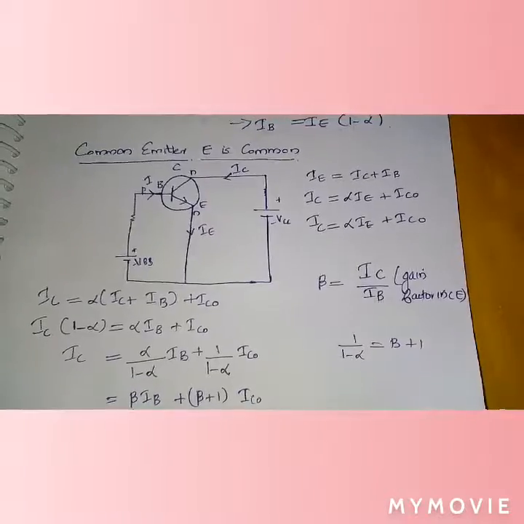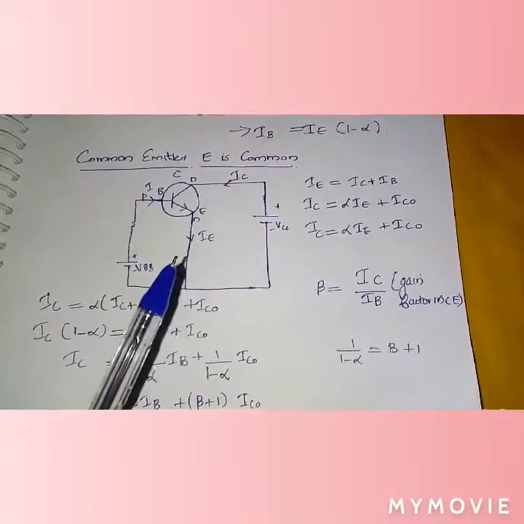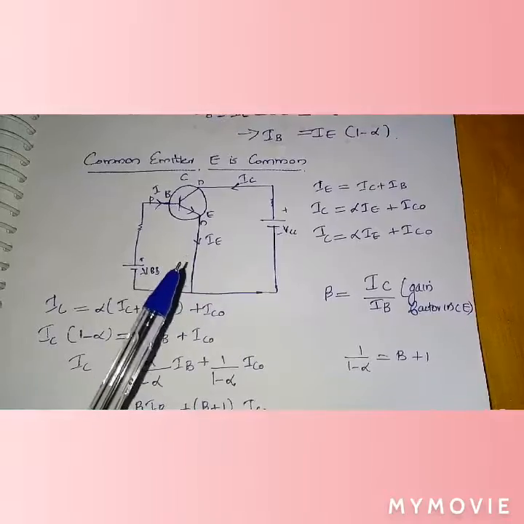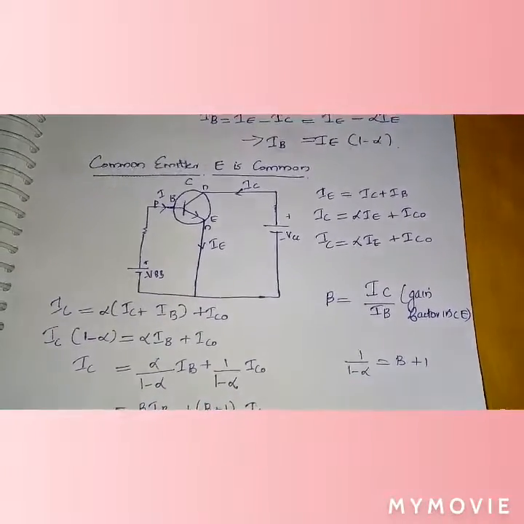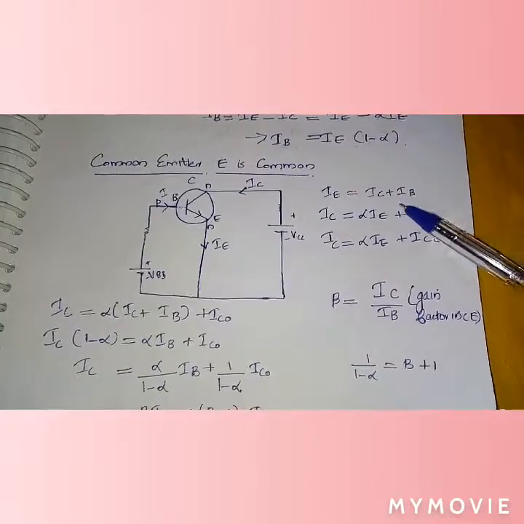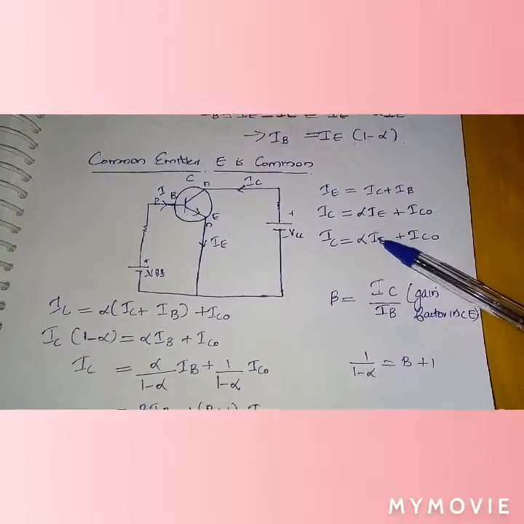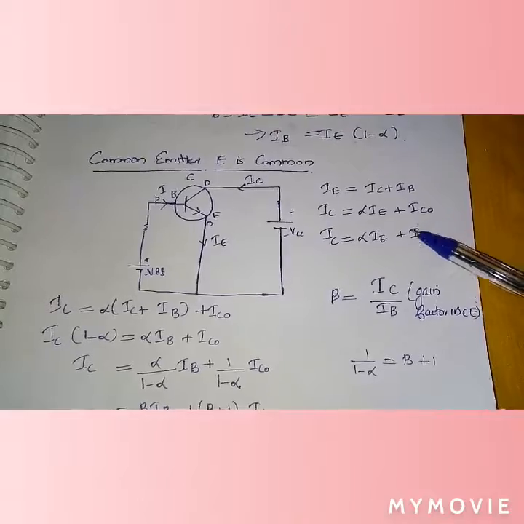In the common emitter configuration, the emitter is common to input and output. Here also we use the basic equation, that is IE is equal to IC plus IB, IC is equal to alpha IE plus ICO.